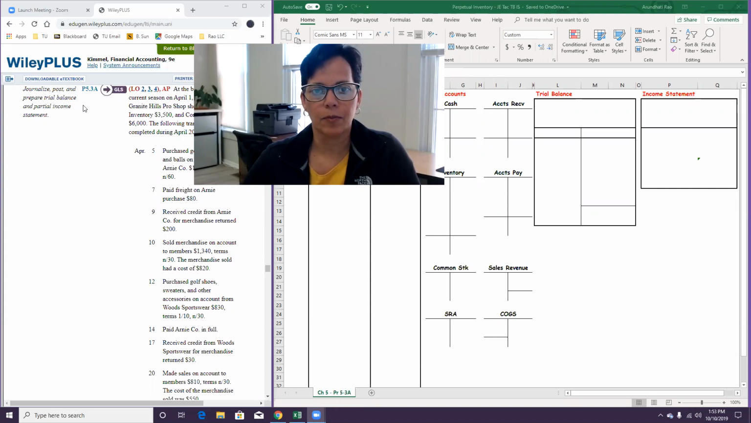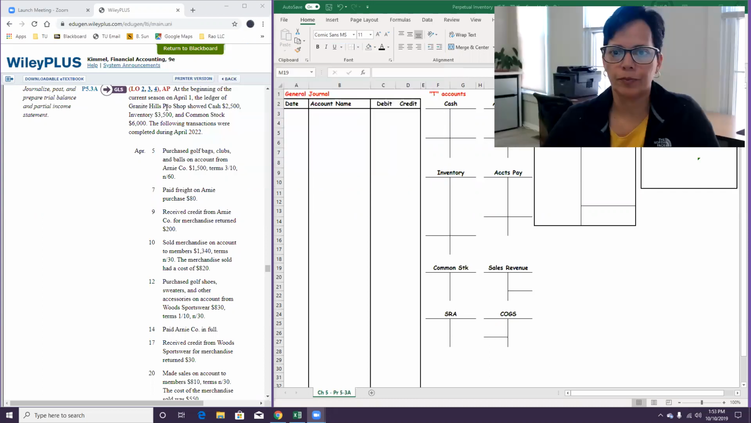This means that these companies have inventory. They buy inventory and they sell inventory, and that's how they make money. So they either call merchandising businesses or they call retailers. So let's take a look at our problem. So let me move the screen over. We are looking at journalizing, posting, and preparing a trial balance, and then finally preparing a partial income statement.